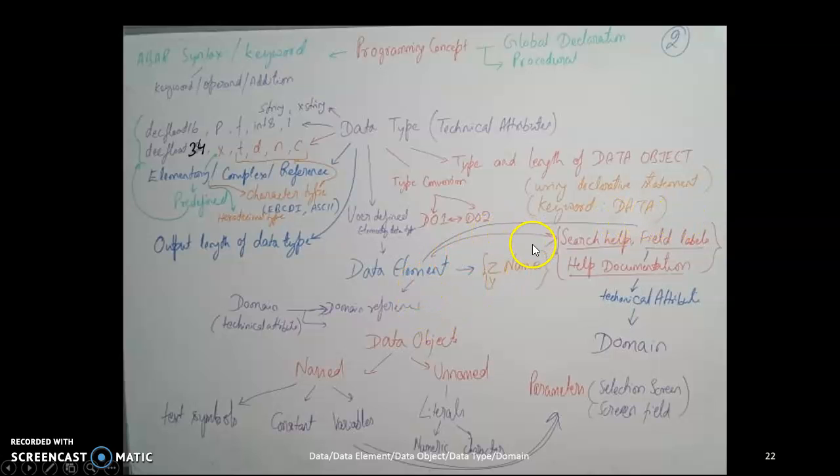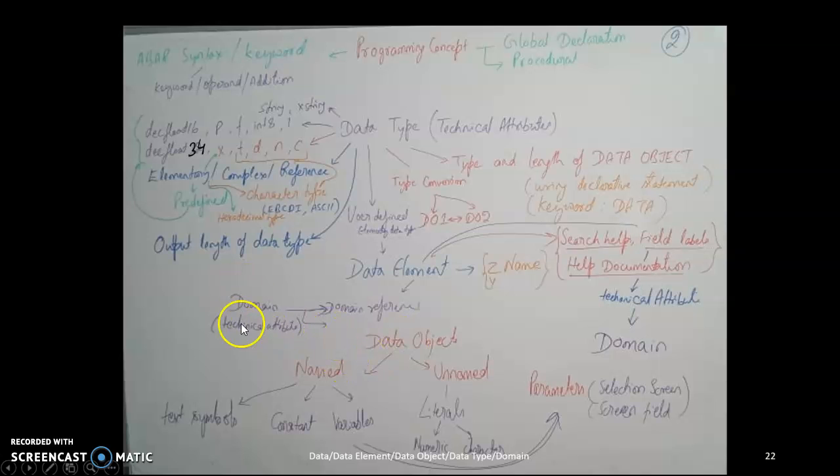A data element can provide search help, field help and help documentation. The details will be explained in future videos. And alongside this data element, another broad category is the domain. The domain also defines technical attributes, but it is of a broader sense than the data type. So you can have two objects of the same data type which are semantically different, or technically different, like having a different length.